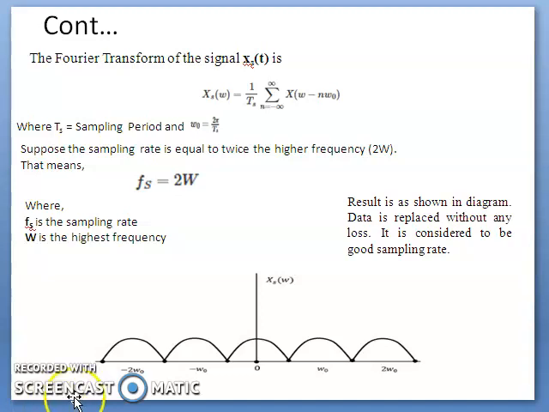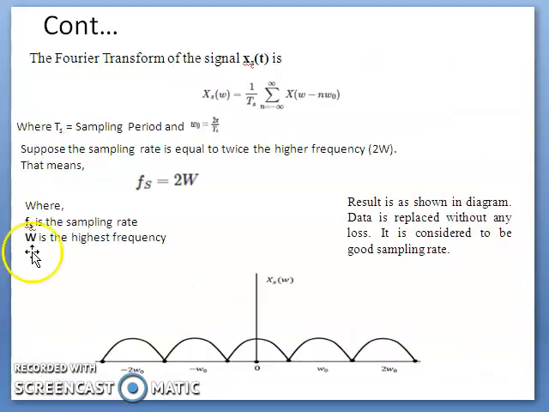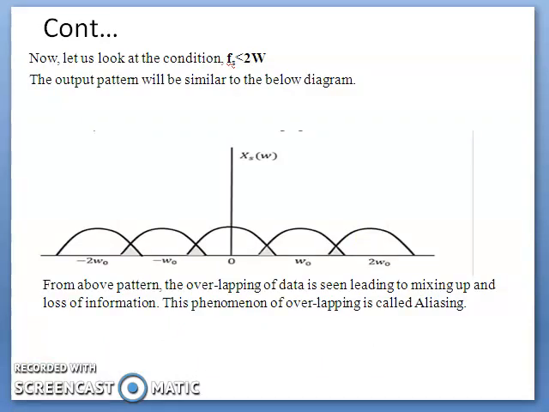So this is the resultant diagram. In the previous diagram, both the signals were separated by a particular gap, but now, when the sampling rate is equal to twice the highest frequency, there is no gap. The data is recovered without any loss. It is considered to be a good sampling rate. Fine. Now let us see when the sampling rate is less than twice the highest frequency.